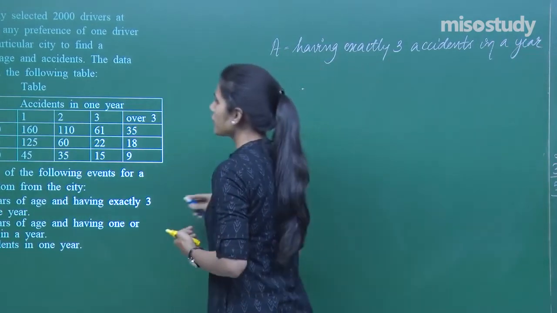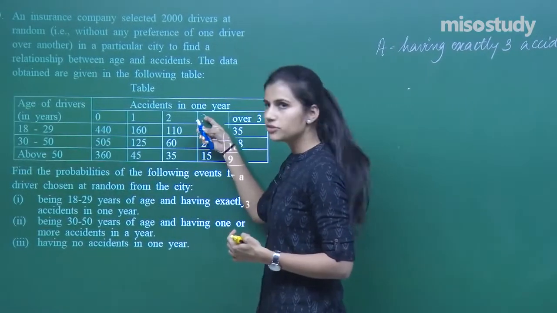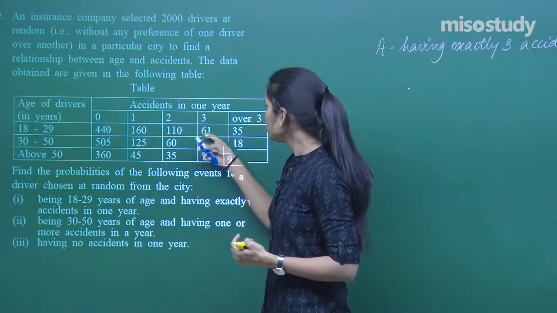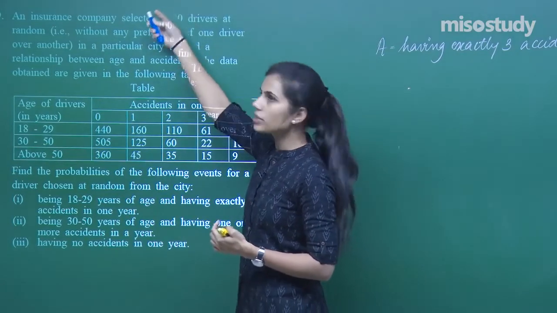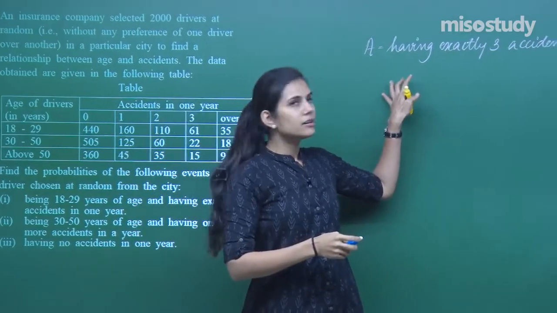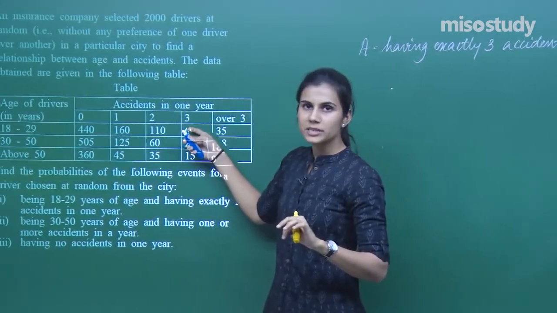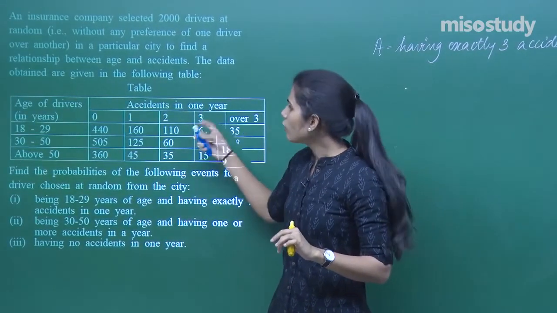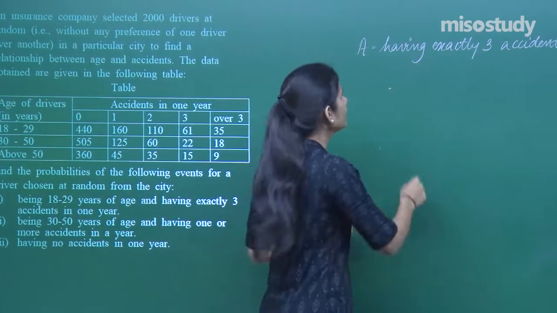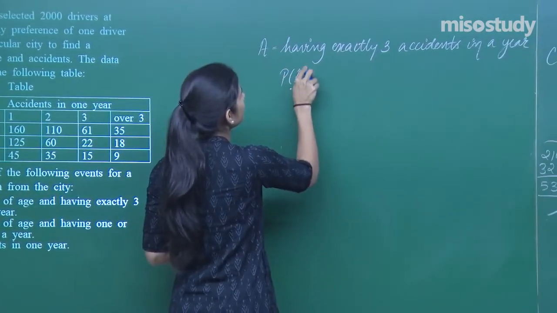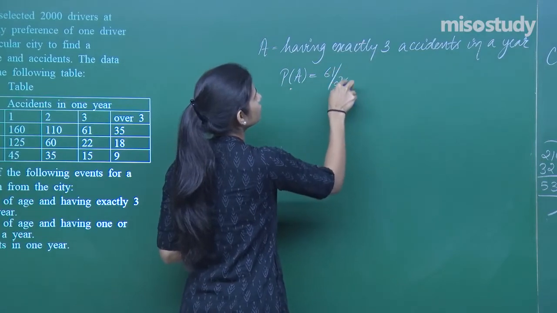being in the age group of 18 to 29, having exactly 3 accidents in a year, there are 61 drivers out of these 2000 drivers which are favoring the condition of this event. There are 61 drivers who are being exposed to 3 accidents in a year falling in the age group of 18 to 29. So, probability of event A will be 61 upon 2000.